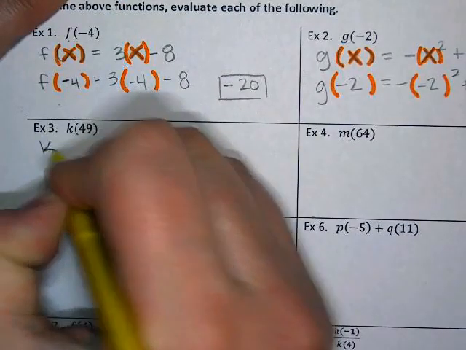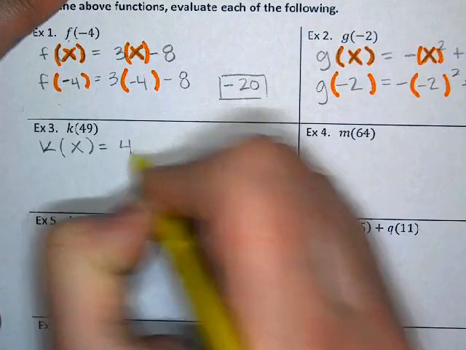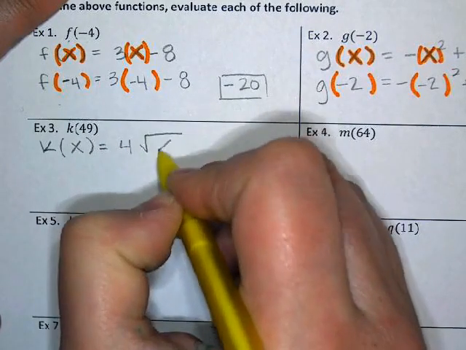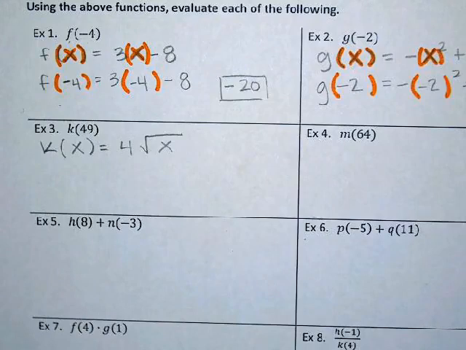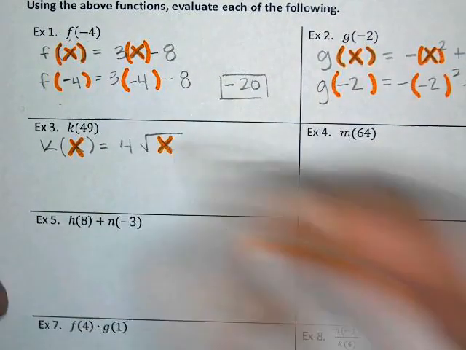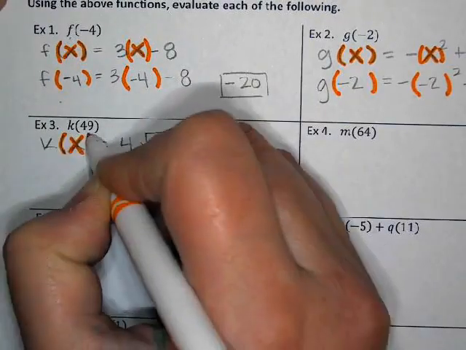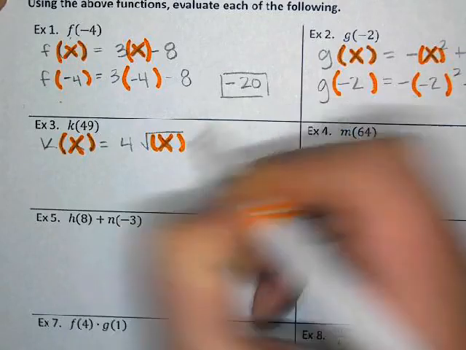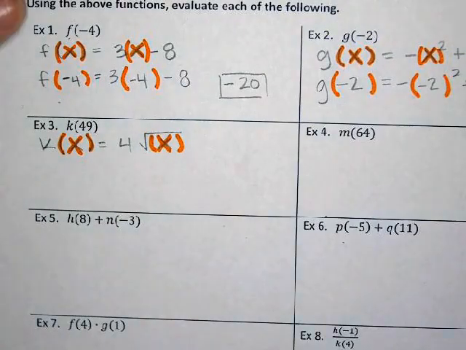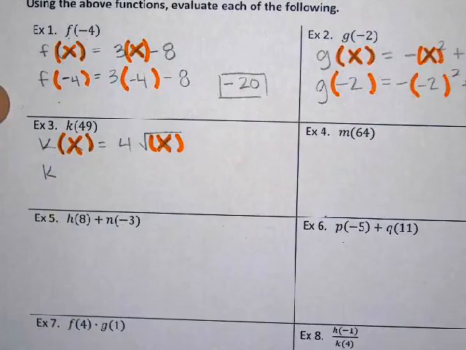Okay, next one says k of 49. So k of x is 4 times the square root of x. And I'm going to go ahead and show where I'm plugging things in. So there's my parentheses. Now, this problem is kind of unique because I don't really need my parentheses there, but I'm still going to write them anyway to show you that it doesn't really matter.